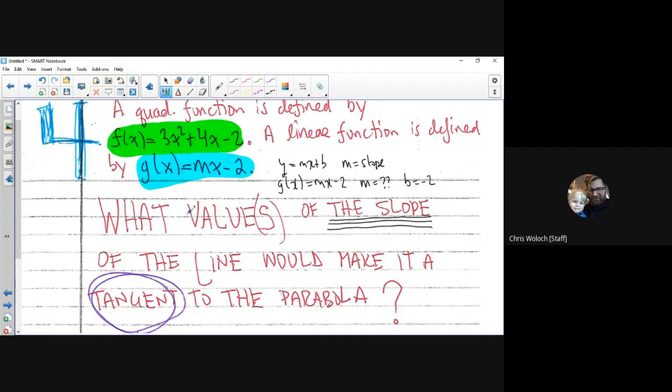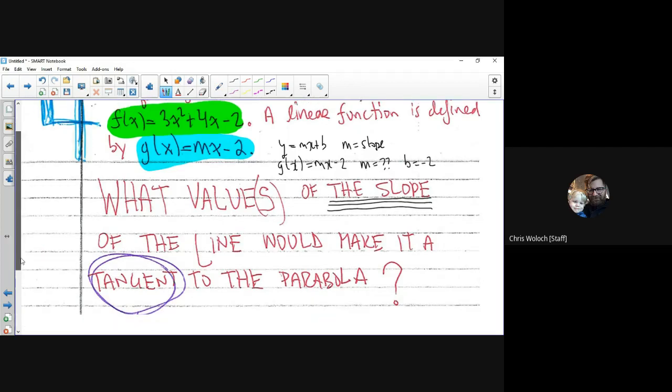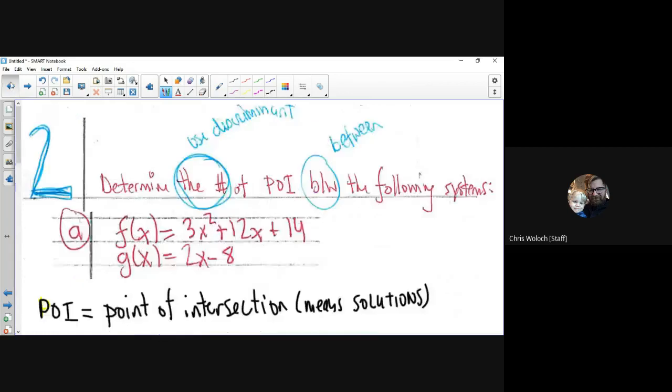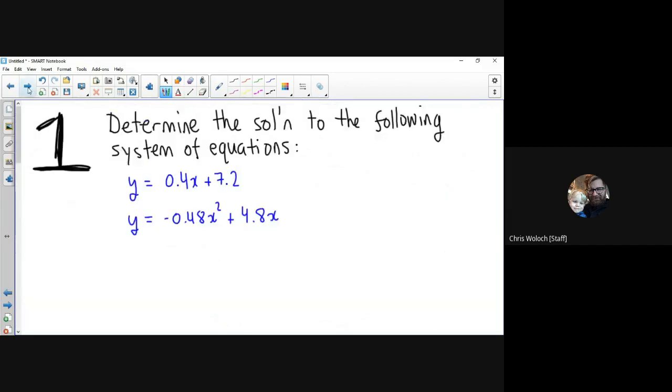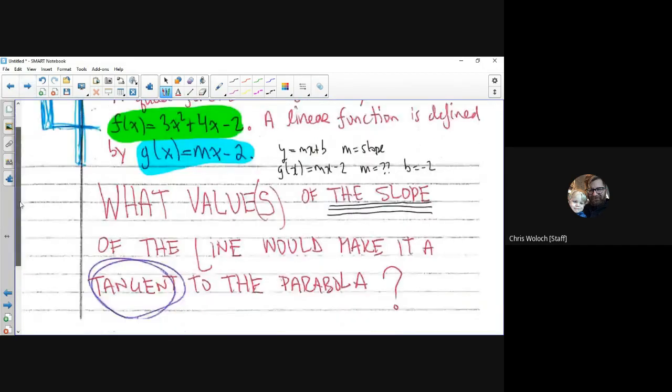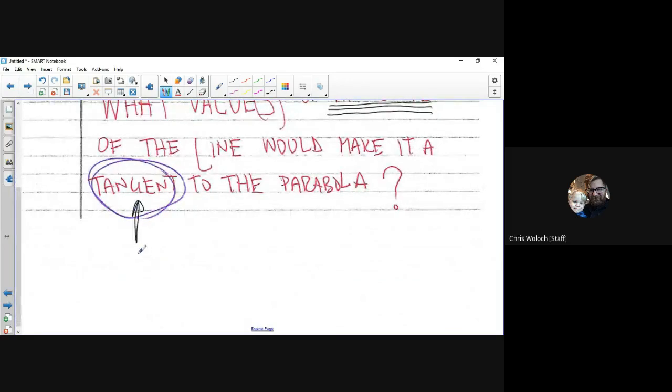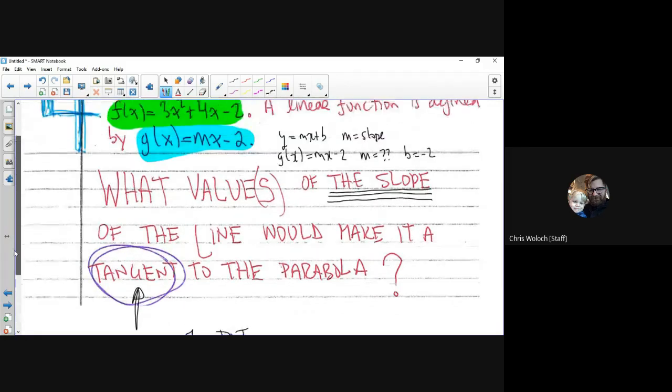So I know m is the slope, which means I get this line here. Now make it a tangent to a parabola. Well, remember, what does tangent mean? Tangent means one point of intersection. So that means that the discriminant is going to equal 0.